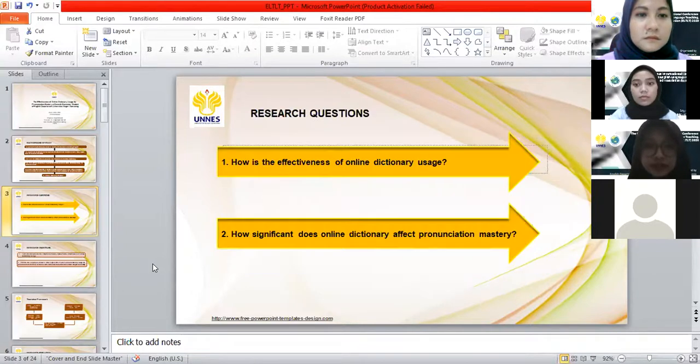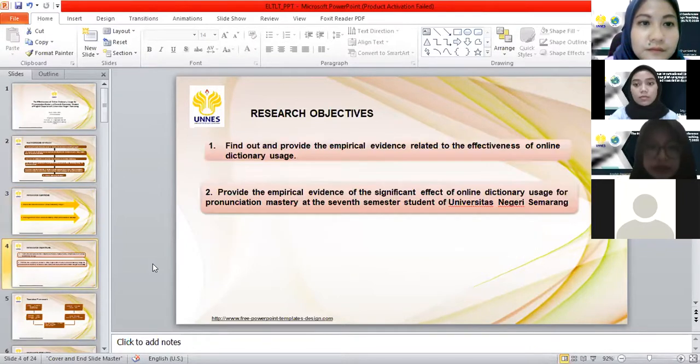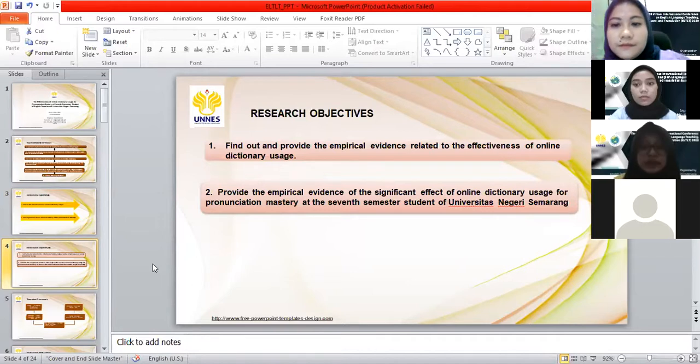And then the next is the research question. There are two research questions in the study. The first one is, how is the effectiveness of online dictionary usage? And the second one is, how significantly does online dictionary affect pronunciation mastery? And for the research objective, this research is to find out and provide empirical evidence related to the effectiveness of online dictionary usage, and also empirical evidence of pronunciation mastery at the same time.